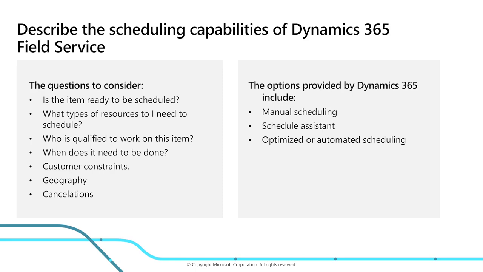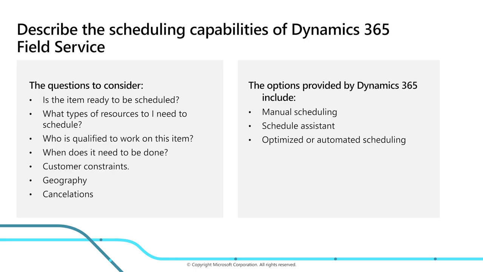Who is qualified to work on the item? We can't just send anyone out. Again, if we think of an MRI scanner for a hospital, we need somebody with the skills to be able to deal with the MRI scanner. So we're not just going to send somebody who started 2 weeks ago and is an apprentice technician, because that would not be appropriate for it. So this is how we use skills.